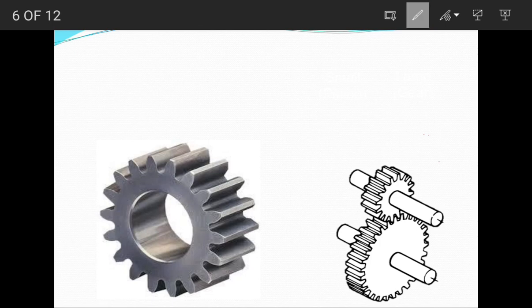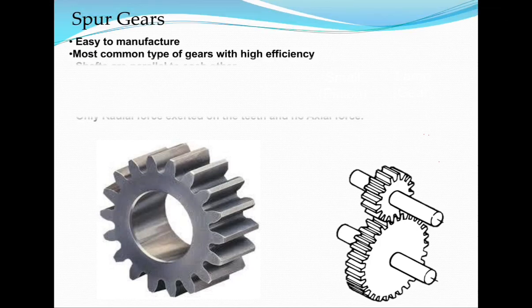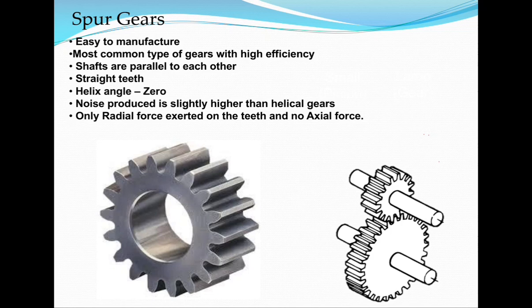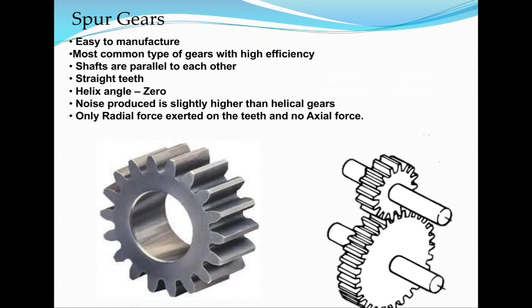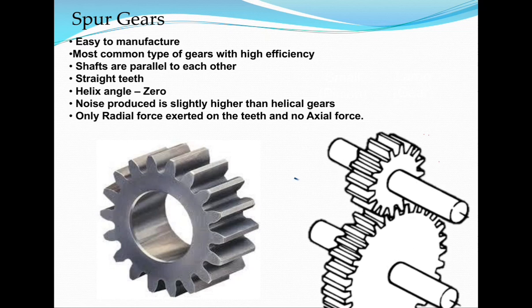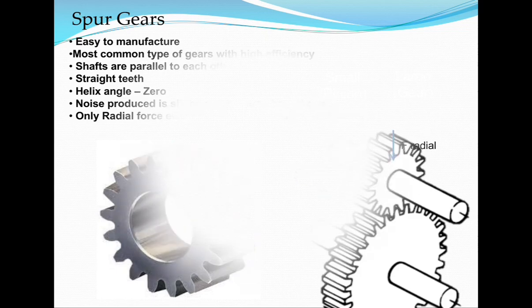So now we will see, the spur gears are easy to manufacture. It's the most common type of gear with high efficiency. Its shafts are parallel to each other. You can see from the picture here, the teeth are straight, having no helix angle, and the noise produced is more in comparison to helical gears. And the best part is here, you see the force applied here: the axial force is 0 and there is only a radial force. So this is all about the spur gears.